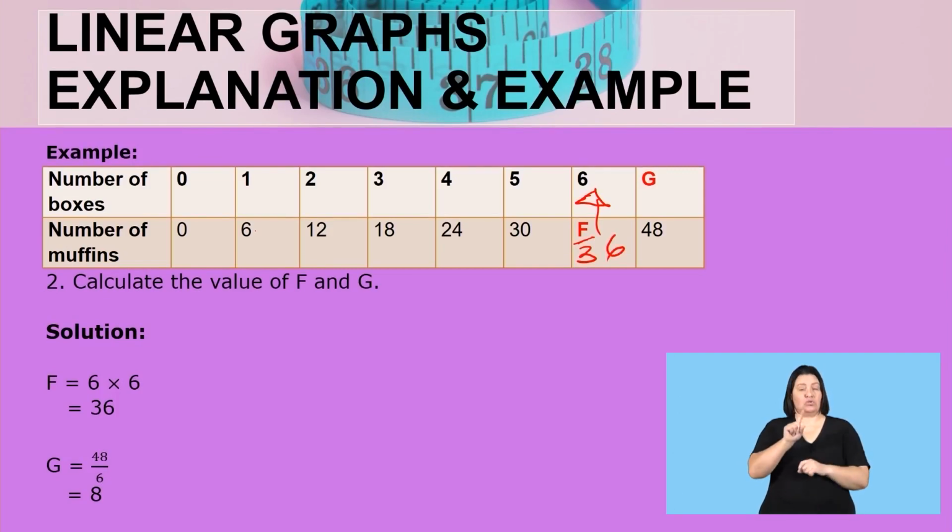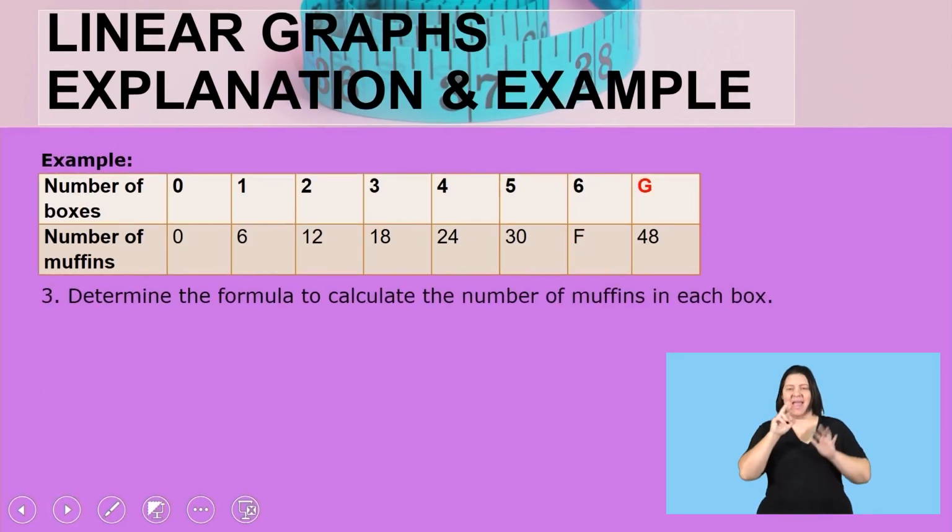The next question is to find the value of g. What is g? g is the number of boxes which can hold 48 muffins. Now to find that, we take 48 and divide it by the number of muffins in each box, which is 6. So when we divide 48 by 6, we get 8. So you have found your values of f and g.